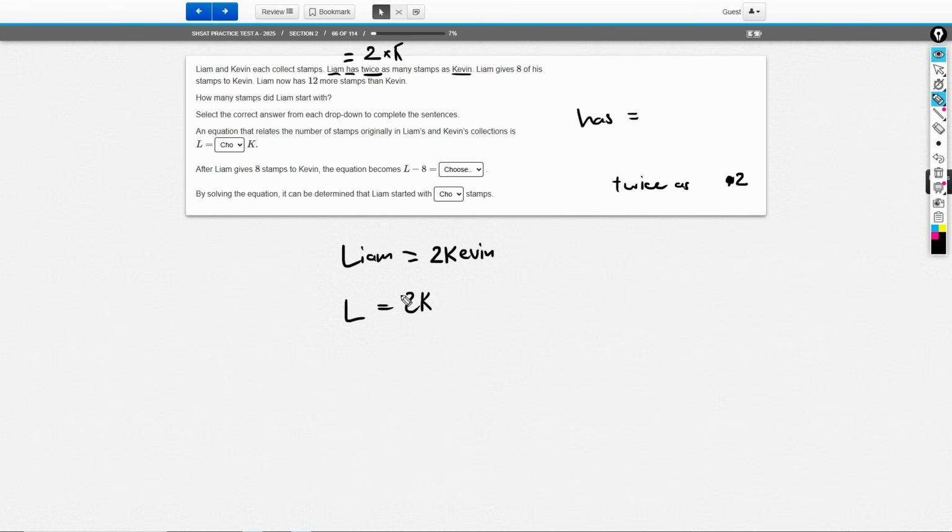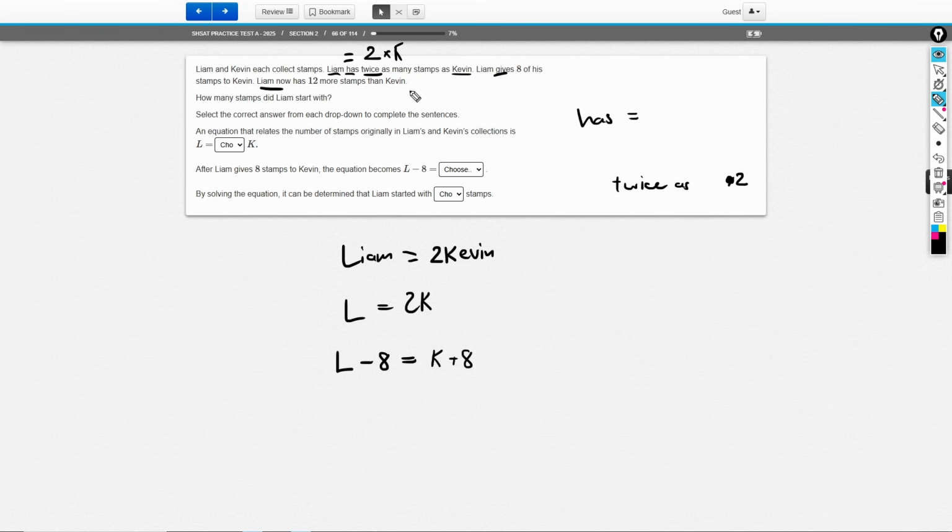Then we know that Liam, which we already said is L, gives 8 of his stamps to Kevin. If you give something away, are you going to be increasing or decreasing however many of that item you have? You're going to be decreasing. So if Liam gives 8 of his stamps, that means L minus 8. He loses 8 stamps. Now, if Liam lost 8 stamps, that means Kevin had to have gained 8 stamps, because he gives them to Kevin. They're going away from him and going straight to Kevin.